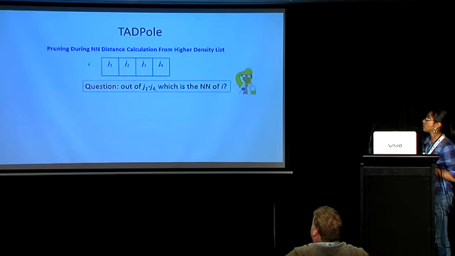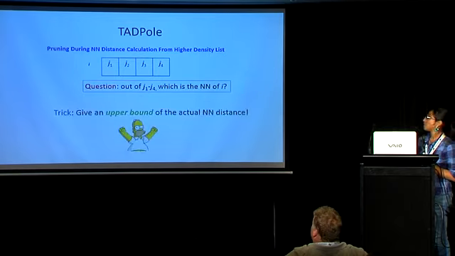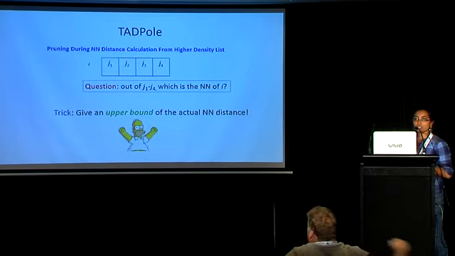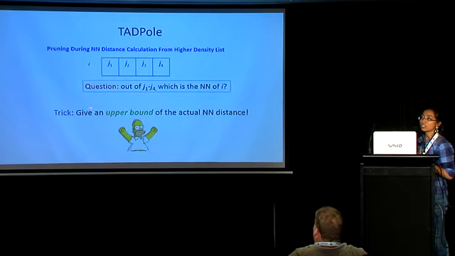Now the question that we want to solve is, out of these objects J1 to J4, which one is the nearest neighbor of I? The trick that we use is we give an upper bound of the actual nearest neighbor distance. How do we do that? We do this by making two passes within this data. First, we use the actual distances which are already computed from the density computation step, and the upper bounds of the objects, to give an upper bound of the actual nearest neighbor distance.